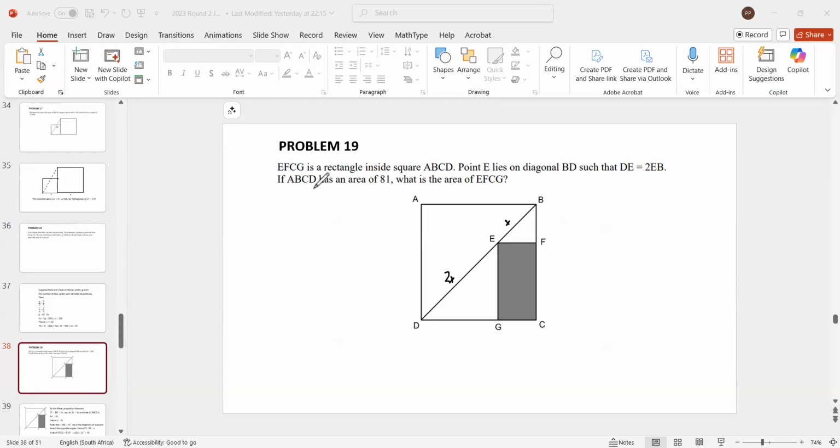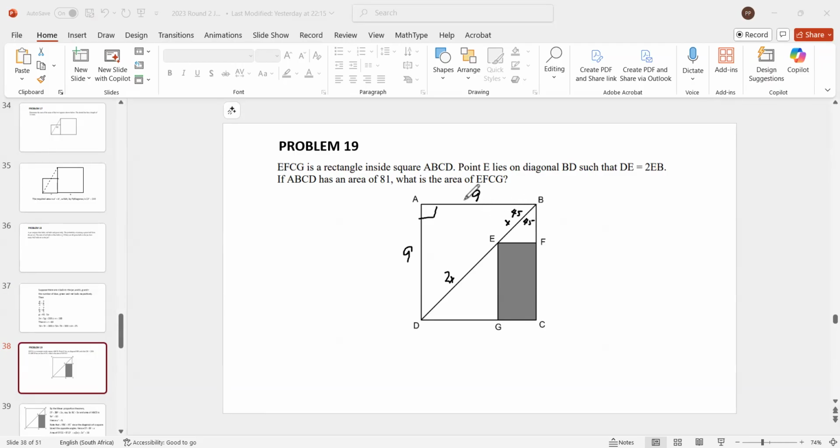Now, ABCD has area 81. So the entire area of this is 81. It is a square, so side times side is 81. So each side is 9. Now, it's quite important to know you've got a diagonal of a square here, and these two are equal. This is 90 degrees. So these angles are 45 here, and this is also 45.